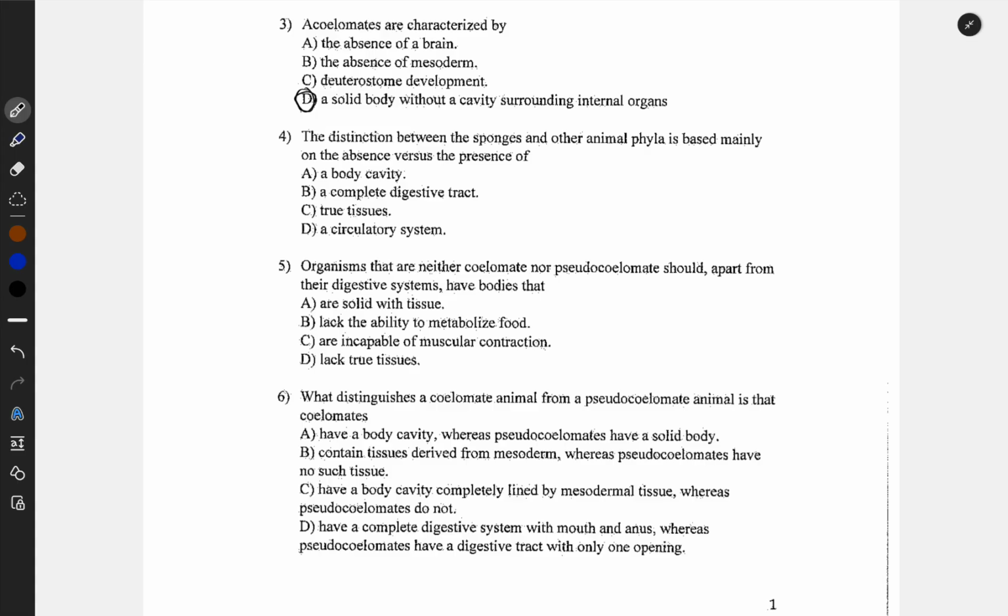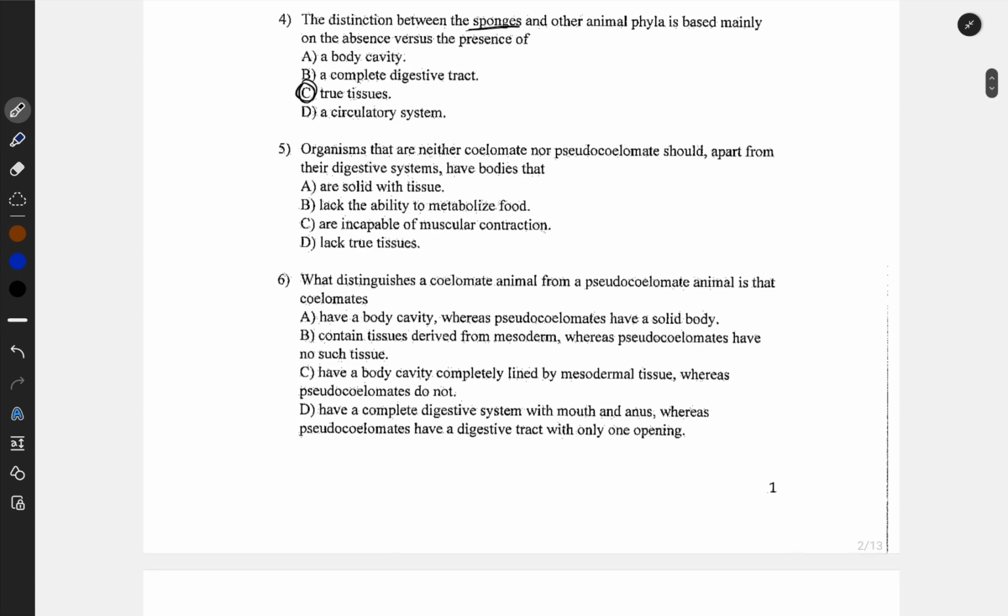The distinction between sponges and other animal phyla is based mainly on what? We know sponges have no true tissue. This is the one group, the Parazoa, with no true tissue. So the distinction between sponges and other phyla is based mainly on the absence versus presence of true tissues. That is C. It cannot be body cavity. Sponges have no true tissues. So that's the idea.